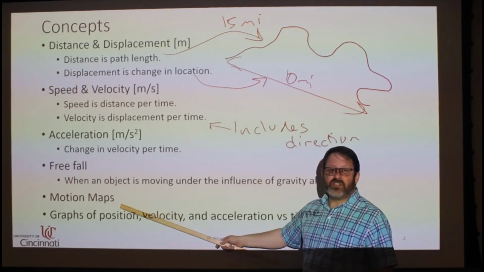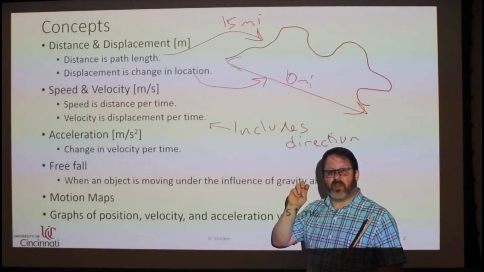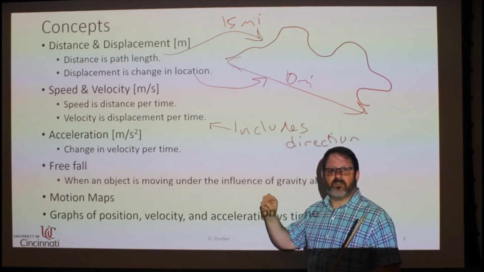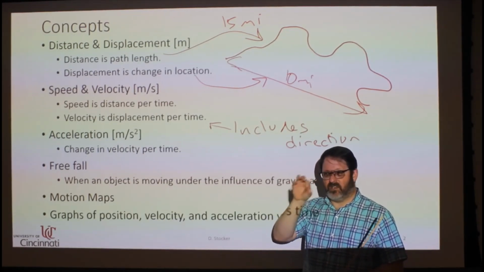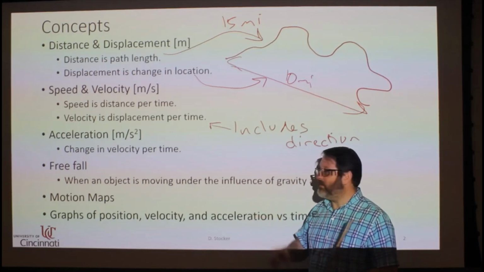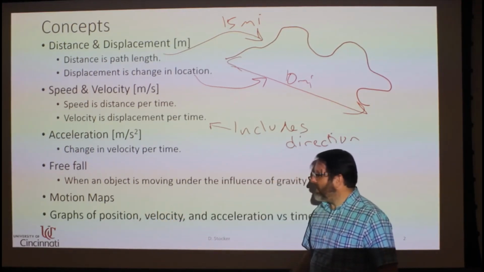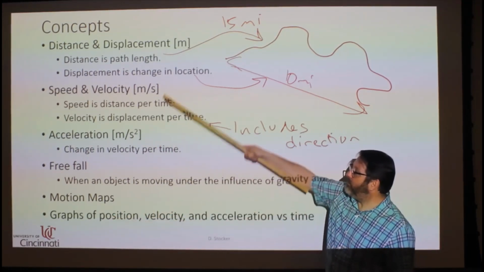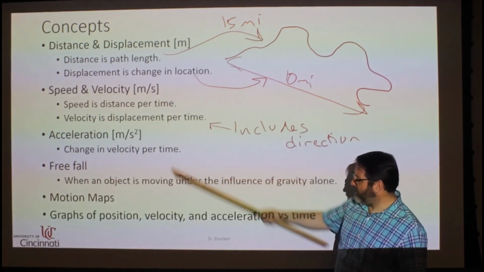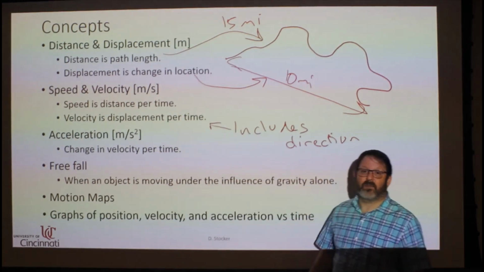We'll also look at motion maps. Motion maps are sort of like stop motion photography. If you took a video and then looked at where something is at every frame, that would be a motion map. We'll also look at graphs of position, velocity, acceleration, and see how those graphs relate to each other.